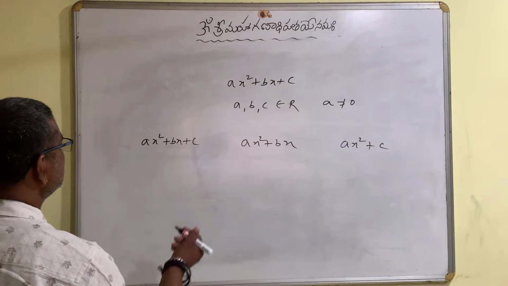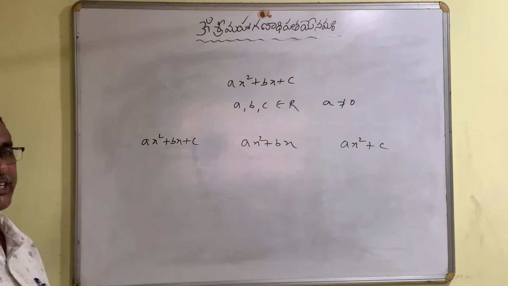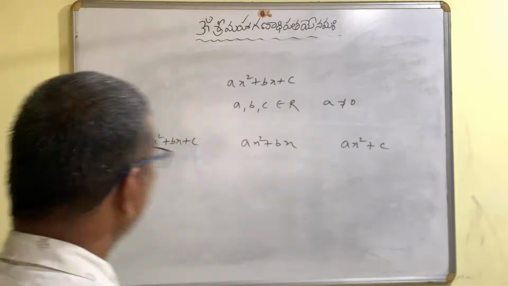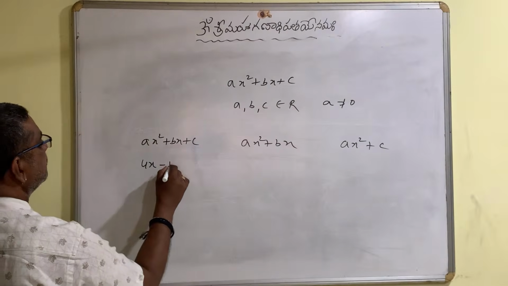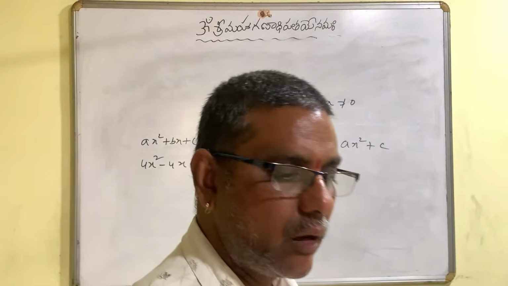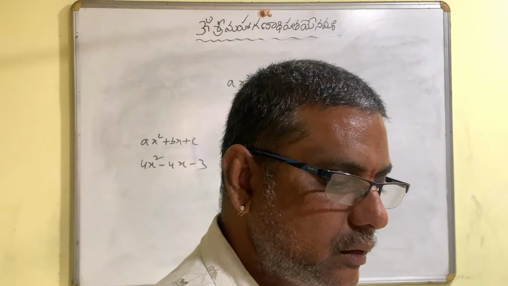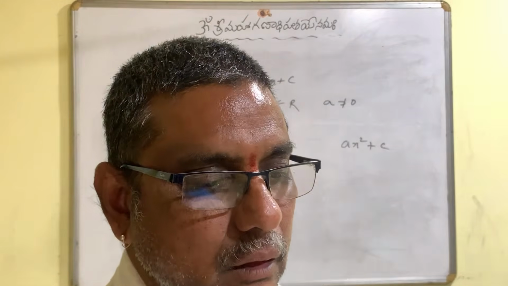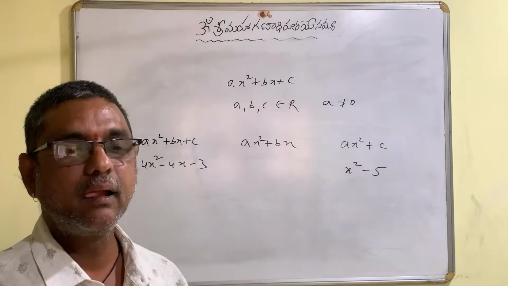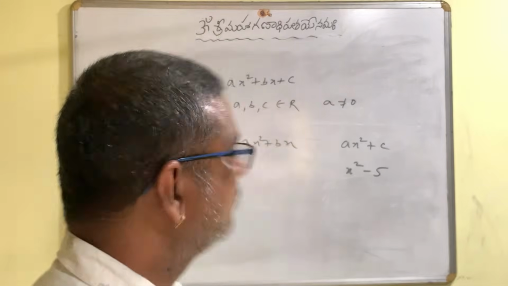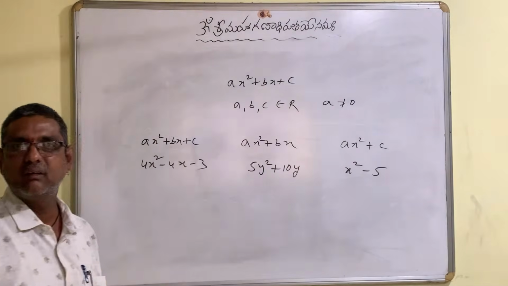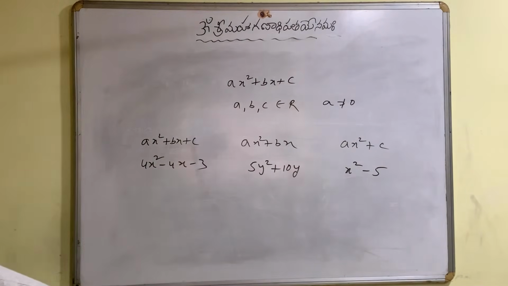Now let us first consider the first form. Find the zeros of 4x square minus 4x minus 3. And the second form is 5y square plus 10y. And the third form is x square minus 5. Okay na?